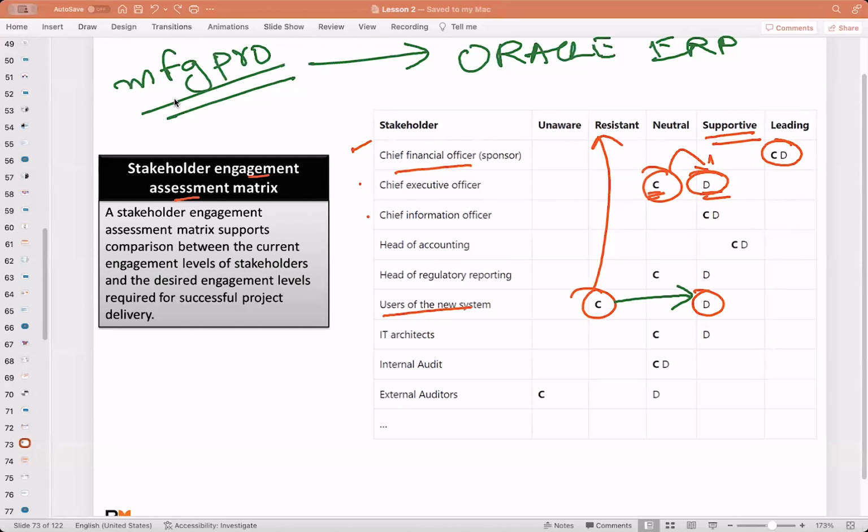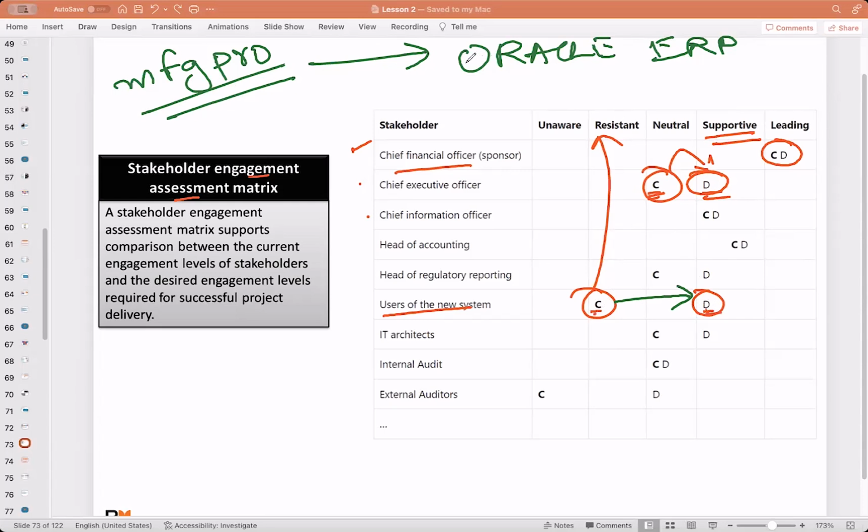We love to be in our comfort zone. Is that clear? No one likes change. That is human psychology. So initially the users of the new system are resistant. Is that clear? But what did I tell you? Do you remember? My desire is supportive. So I'm telling that this sheet will not help me in moving from C to D. Only I am thinking.